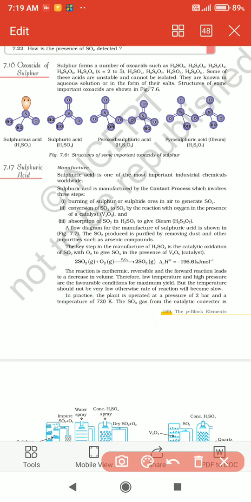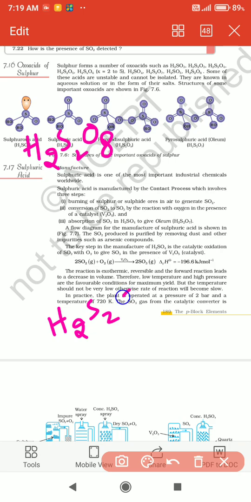Next, see peroxodisulfuric acid. H2S2O8 is called peroxodisulfuric acid, and another one is oleum, also called pyrosulfuric acid, H2S2O7. H2S2O7 is called pyrosulfuric acid, and H2S2O8 is called peroxodisulfuric acid. Let us see the structures once.